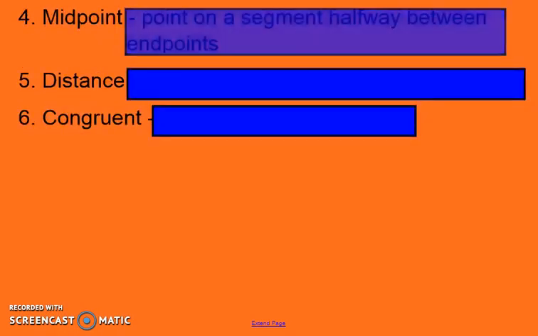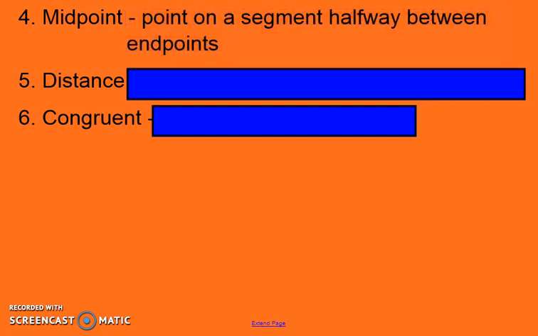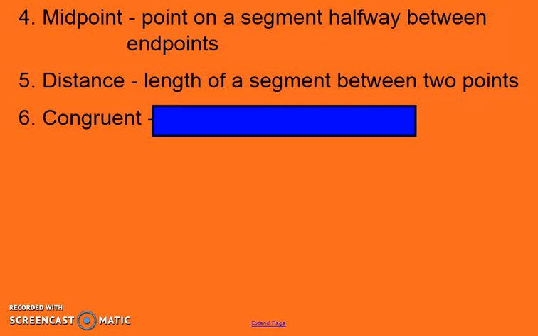As far as midpoint, it is the point on a segment halfway between. Halfway means we have 2 equal parts. You're dividing it by 2. Your distance is the length of a segment between those 2 points. And it's important that it's the length of a segment. It is not just the length of a line, because a line can go on forever in each direction. It is the length of a segment.